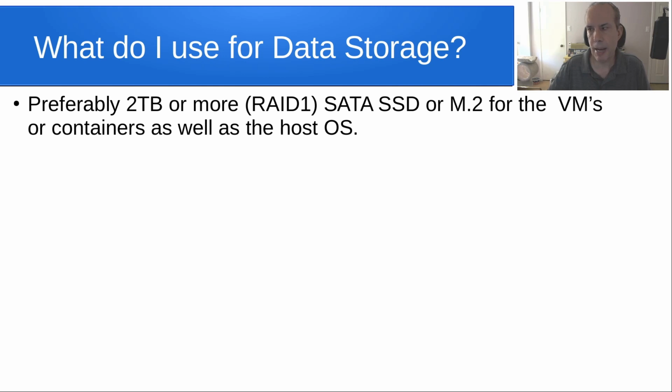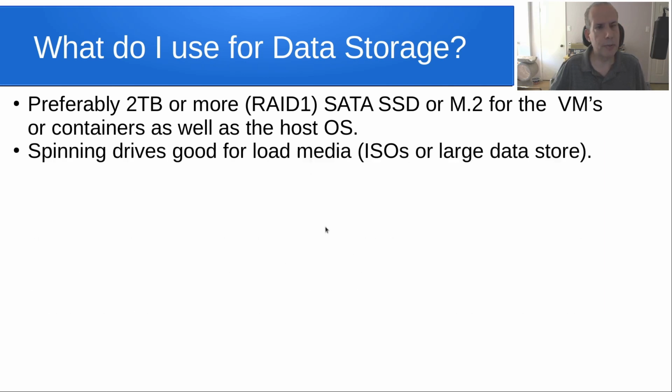I mean, of course, we can back this stuff up, but we want it to be able to run real time and be able to live through particular instances of issues coming up. I say an SSD or M.2 for the VMs or containers, as well as the host OS. And that's the thing, these don't take up a lot of room. I would think having a couple of terabytes of storage would generally be just fine.